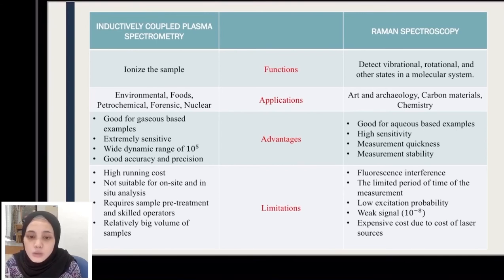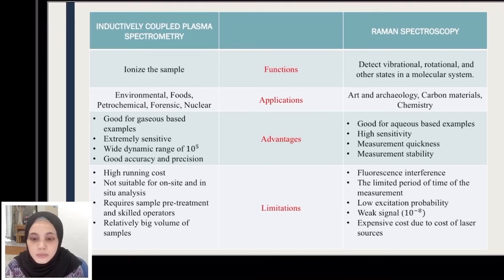ICP-MS has a wide dynamic range and records good accuracy and precision of values. Raman spectroscopy has good advantages, which are measurement quickness and measurement stability. It means that the Raman spectrometer measures the value in a short time but with good stability. Next is the limitation of each category.